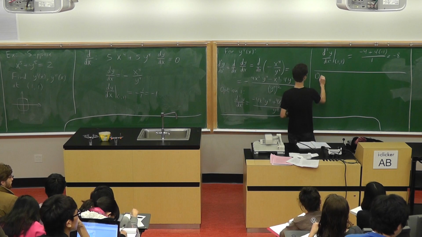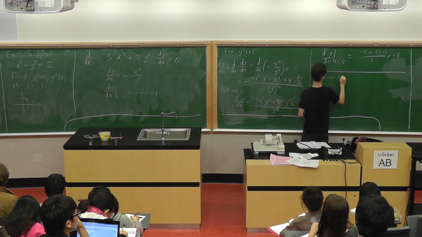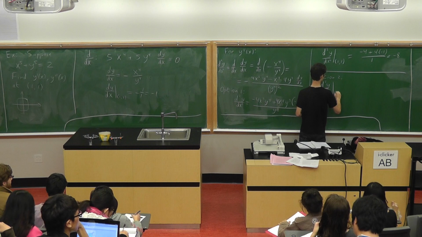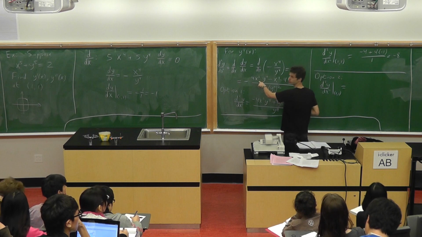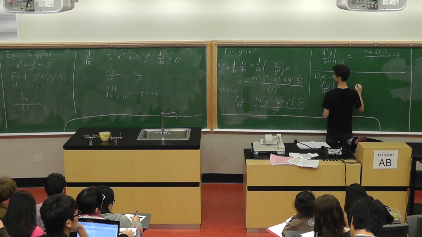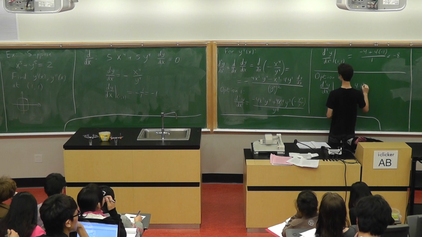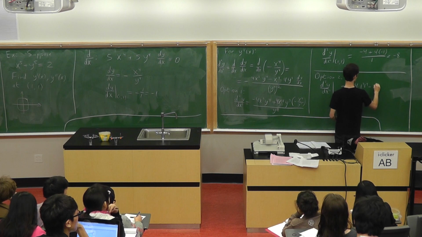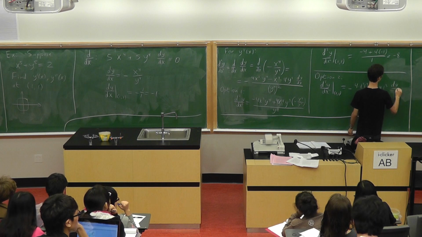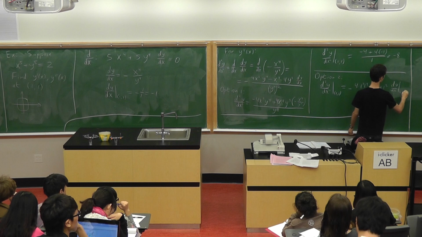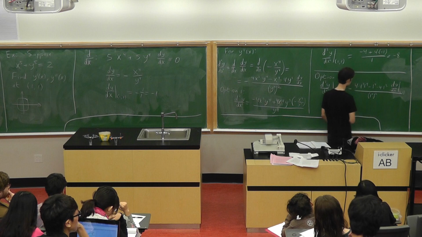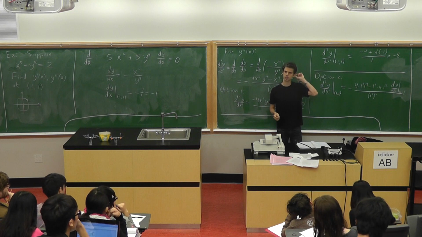Another one would be to directly plug in the numbers to this expression. I will get minus 4 times 1 cubed 1 to the fourth minus 1 to the fourth times 4 times 1 cubed times dy by dx at the point 1, 1 divided by 1 to the fourth squared. So just plug in the numbers.